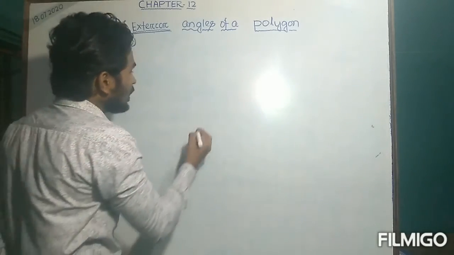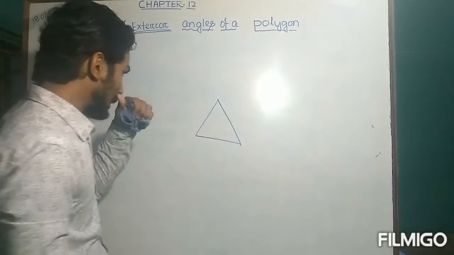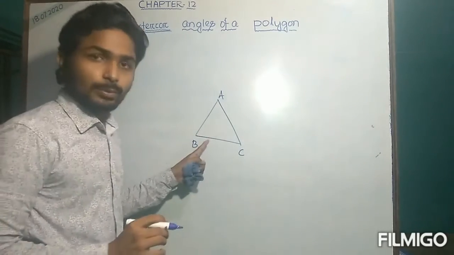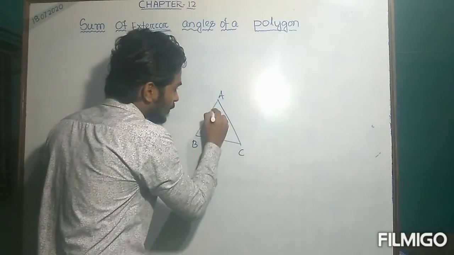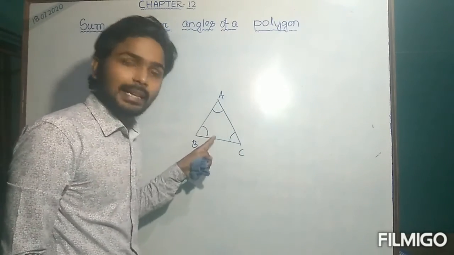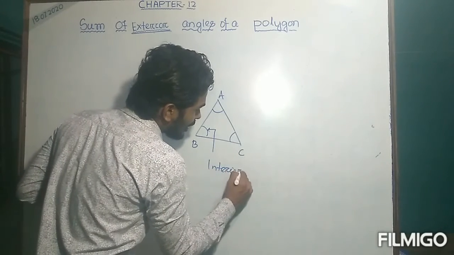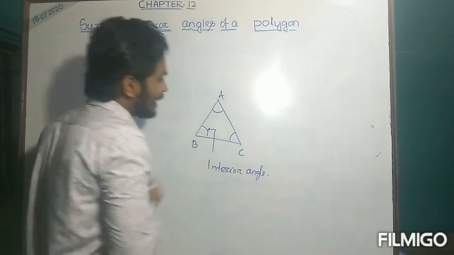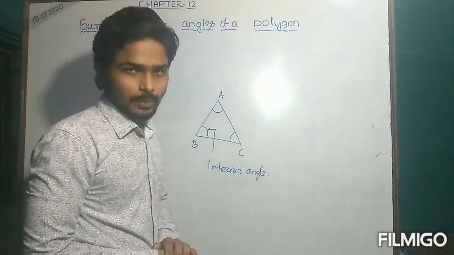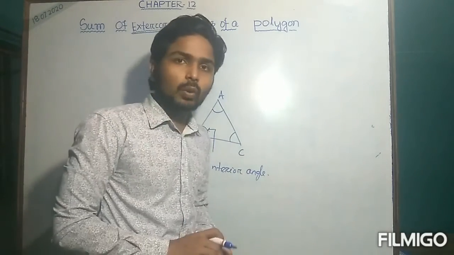For example, suppose this is a polygon, and this polygon is known as a triangle. Now in this triangle, we have three angles which lie inside the figure. What are they? Angle A, angle B, and angle C. These three angles are known as interior angles. So what is an exterior angle? An exterior angle is an angle which lies outside this closed figure.